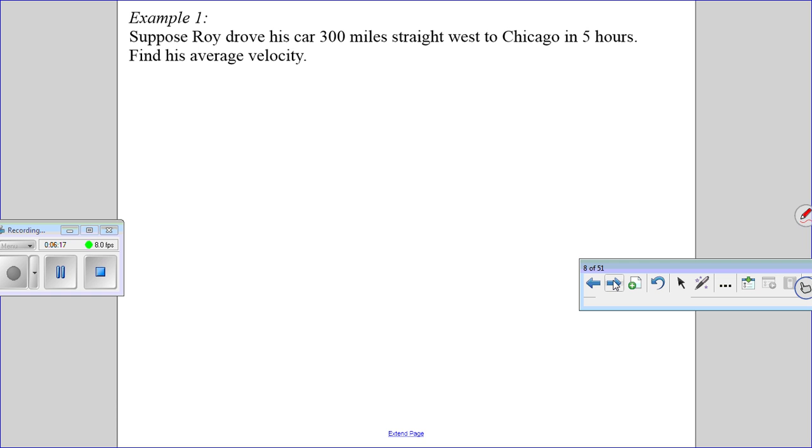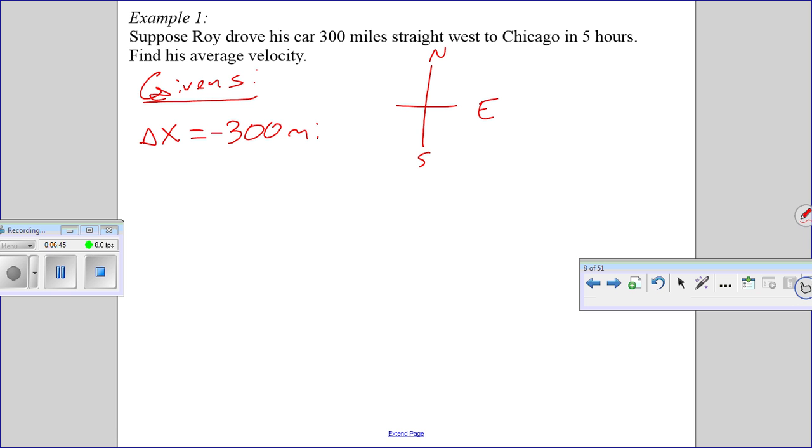I want to model problem solving, all right? Here is the expectation. When you're solving problems in my class, from now on, the first thing you need to do is write out your givens. Now, you don't need to actually write out the word given, but here's what we know. It says Roy drove his car 300 miles west. Oh, that's telling me how far he went and the direction. So it's giving me a displacement. 300 miles, and then the fact that it's west means that it's negative, right? Because north, south, east, west, in math class, this direction is negative, right? So I'm going to make that negative. And it tells us that he does that in 5 hours, and we're looking for his average velocity.